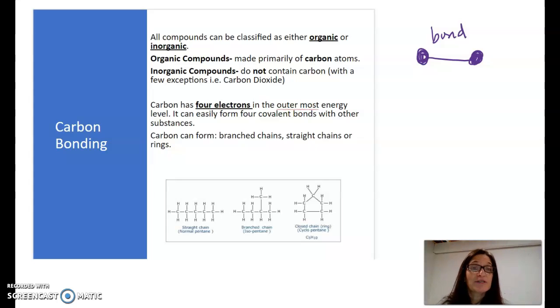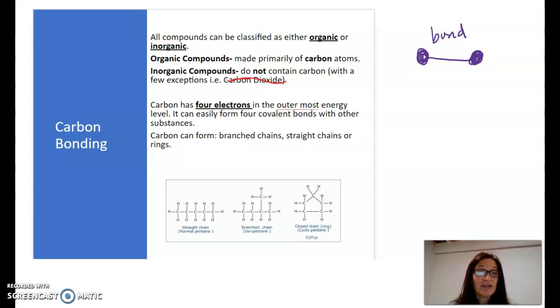So all compounds can be classified as either organic or inorganic. When I put the prefix in front of it, it means not. So organic compounds are those compounds primarily made up of carbon. So our macromolecules were all organic compounds. Inorganic compounds do not contain carbon, with a few exceptions, and one of those exceptions, you guys, is carbon dioxide. So carbon dioxide, you guys, that is not an organic compound.